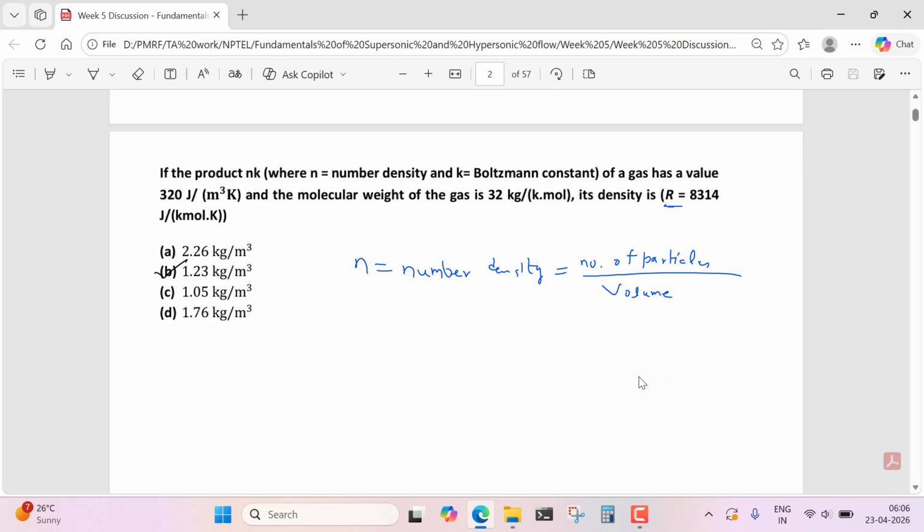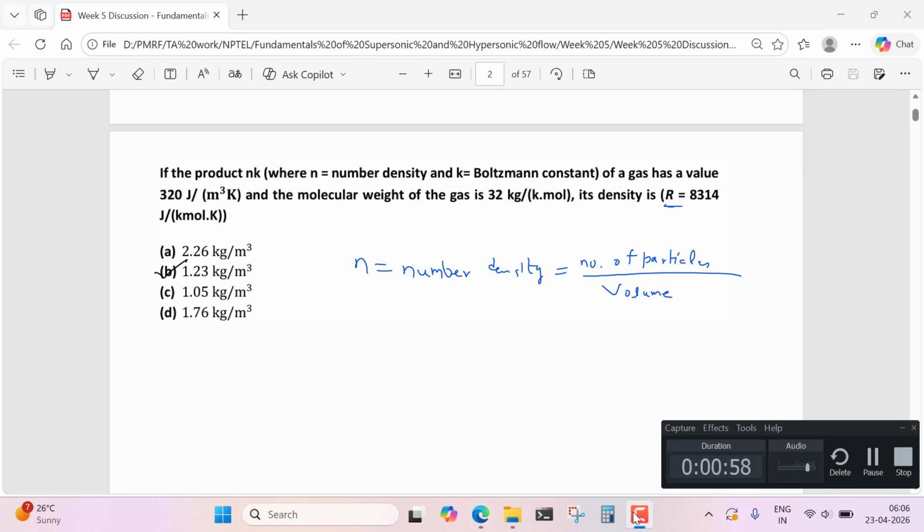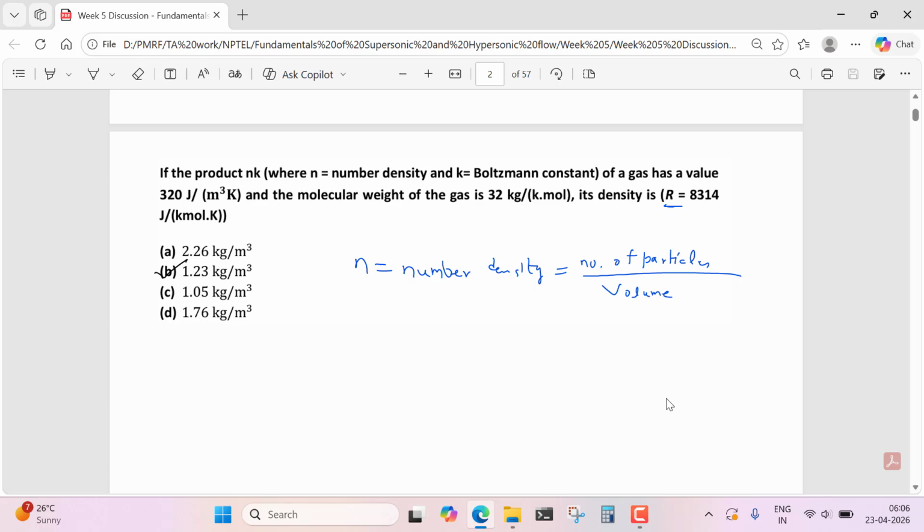The first problem is: if a product Nk, where N equals number density and k equals Boltzmann constant, of a gas has a value 320 joule per meter cube Kelvin, and the molecular weight of the gas is 32 kg per kilomole, find its density. R bar is given as 8314 joule per kilomole Kelvin. Before solving this problem, we'll first discuss some theory.